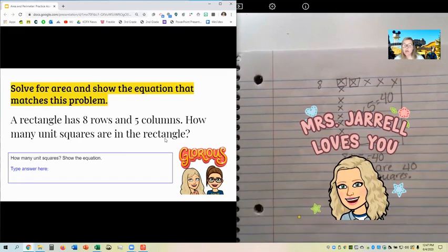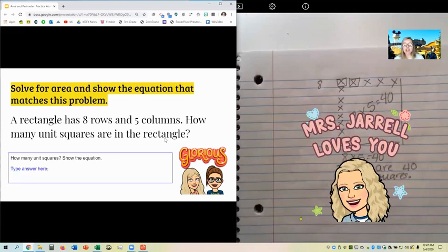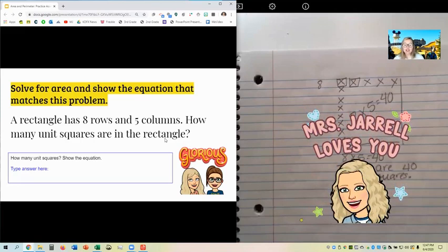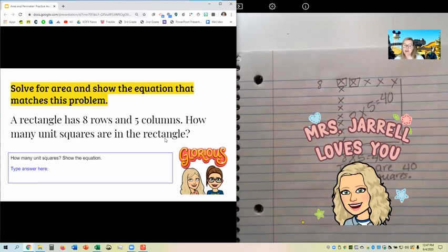And then tomorrow you will take a test exactly like this one. The numbers will be different. So make sure if there's any problems that you don't understand that you find a way to ask for help today.